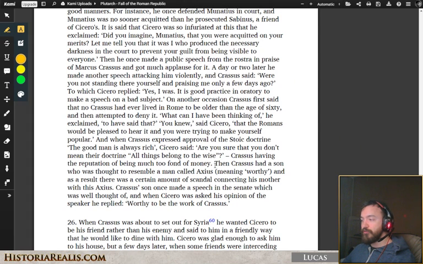Then Crassus had a son who was thought to resemble a man called Axius, meaning worthy, and as a result there was a certain amount of scandal connecting his mother with this Axius. Crassus' son once made a speech in the Senate which was well thought of, and when Cicero was asked his opinion of the speaker, he replied, "Worthy to be the work of Crassus."